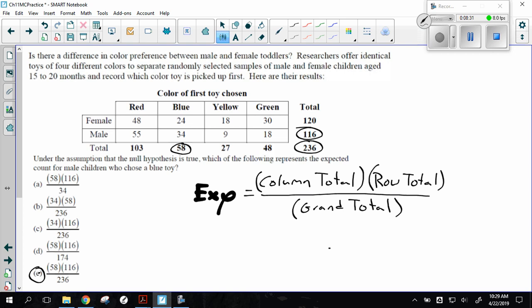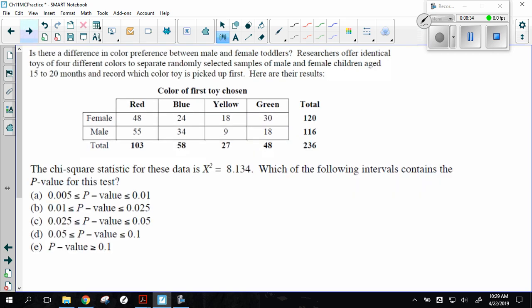All right, moving right along. Same scenario again. The chi-squared statistic for these data is chi-squared equals 8.134. Which of the following intervals contains the p-value for this test? So, you have two options, right? We've been depending a lot on the calculator for this. So, you could make a matrix with all of these, get the count, and then get the p-value for it and see which one is in that interval. It really wouldn't take that long to do.